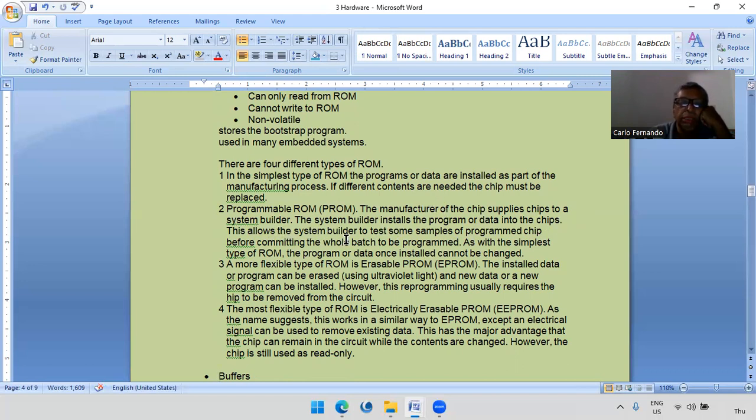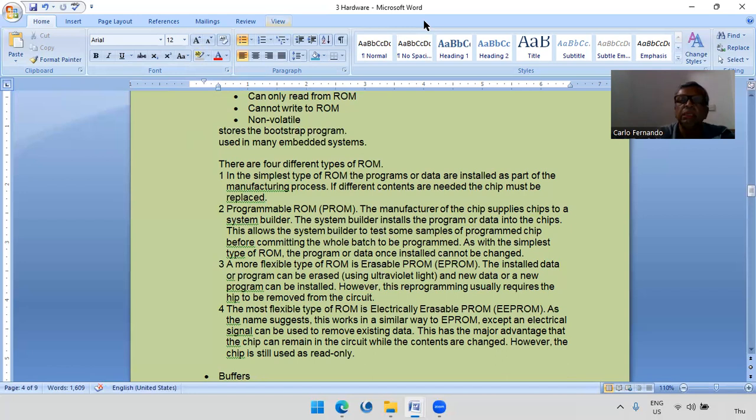This allows the system builder to test some samples of programmed chips before committing the whole batch to be programmed. So it's like proofreading. When you give an order to a printer, maybe some invitation or some notice, before printing, he gives you a small sample to see. It's called proofreading. You check whether everything is okay. Similar thing happens here. When that is finalized, then it can be manufactured on a mass scale. As with the simplest type of ROM, the program or data, once installed, cannot be changed.